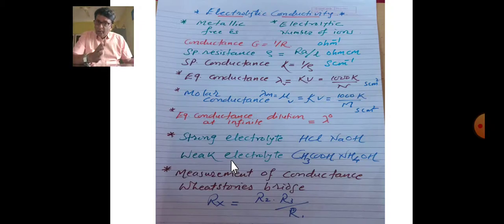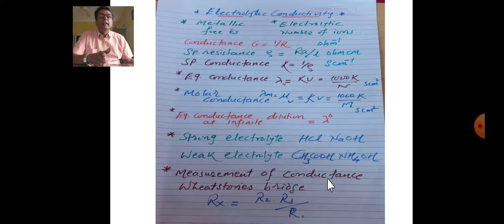So what is the effect of dilution? One part is the effect of dilution on equivalent conductance, specific conductance, and molar conductance. As dilution increases, the number of ions per solution decreases, and specific conductance also decreases. As dilution increases, the equivalent conductance and molar conductance increase. So that is the effect of dilution on different types of conductances.